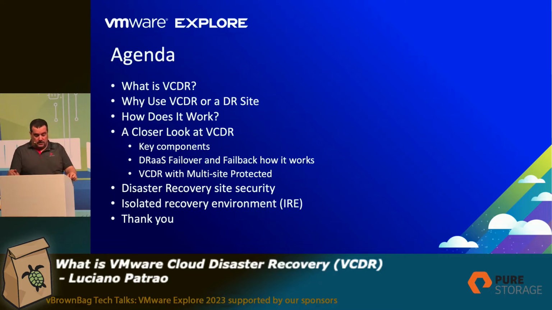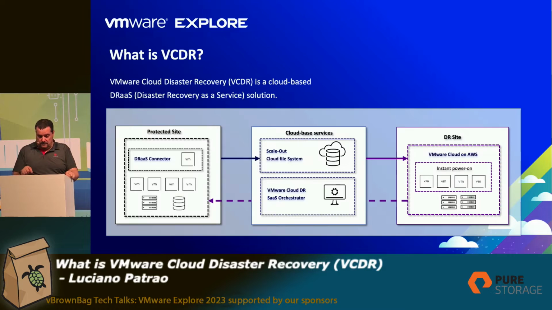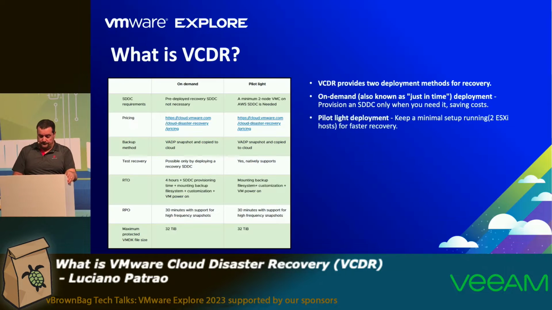etc. So the VCDR is based on three components: your protected site, your cloud-based services, and your DR site. These are the three main components that we use for VCDR. VCDR deployment can be done in two different ways. You can have on-demand or pilot light.